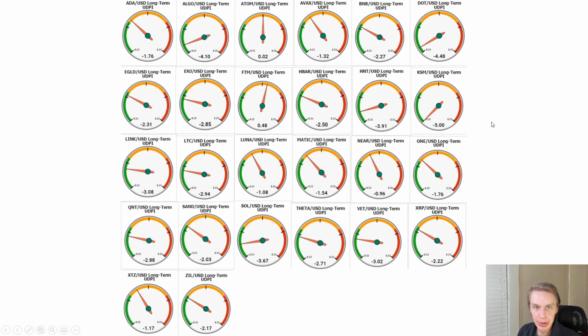Where in the long-term UDPIs, really Phantom and Atom are the only two that are above zero, and only just barely so. The rest are all negative. And I've spoken before about how I am interpreting these: as long as Bitcoin is doing poorly, I take altcoins with a bit of a grain of salt, right? Even if they are quite low on their UDPI levels in the long term, doesn't mean that the bottom's in necessarily yet. Because again, if Bitcoin drops lower, altcoins are going to follow it. It's very unlikely for any altcoin to rally while Bitcoin is dumping. Just very unlikely for that to happen.